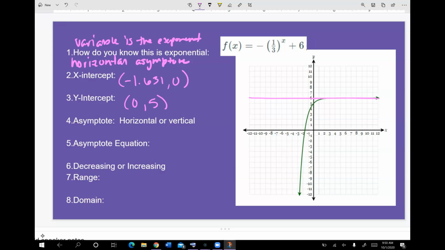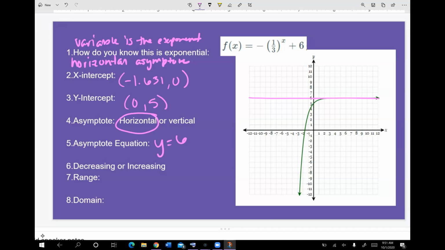Some of y'all didn't put this in coordinate form on your assignment either. I will take off for that on your test also. We've already said it's a horizontal asymptote. Some of y'all also did not put this. Horizontal is a y equals, so it needs to be y equals 6. If it does not look like the screen with your answers, I will be taking off on the test.